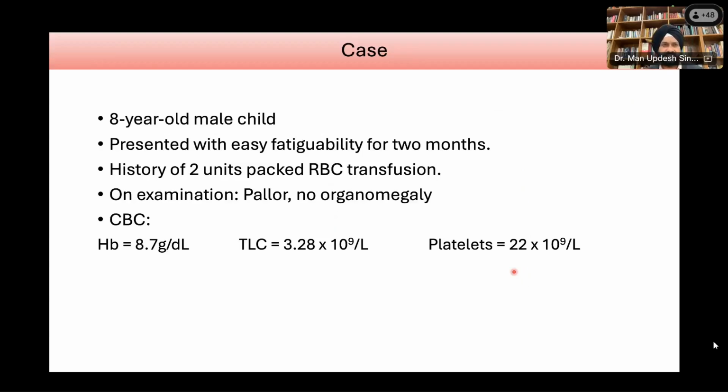So we start with the case. The first case is an 8-year-old male child, presented with easy fatigability for 2 months, history of 2 units packed RBC transfusions, and on examination, the patient had pallor and no organomegalies. The complete blood count showed hemoglobin of 8.7 grams per deciliter, TLC of 3.28, and platelets of 22,000. So there's a pancytopenia there.